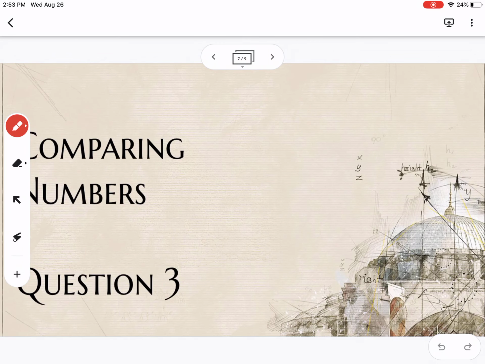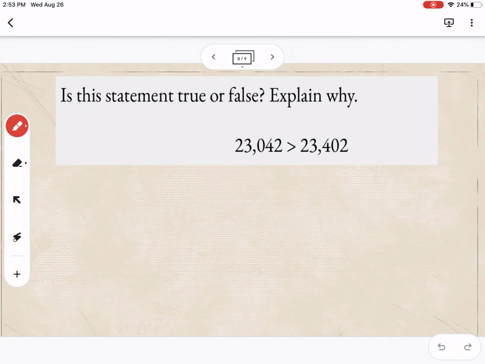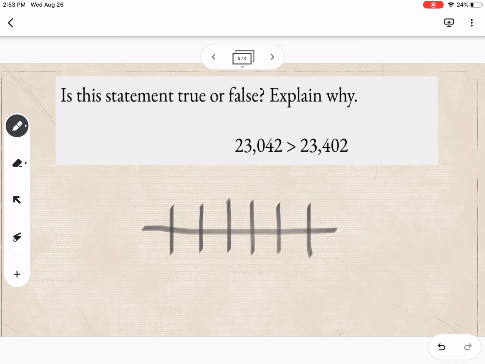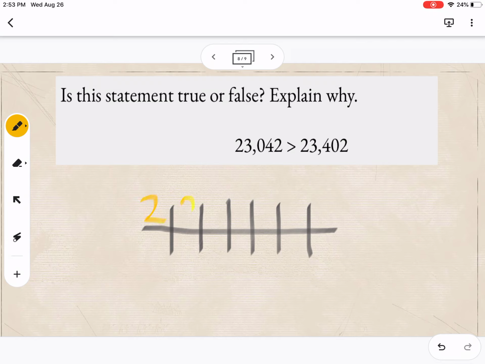So here we're going to take a look at question 3 of the formative assessment. We are still comparing numbers, but this time it asked us, is this statement true or false? Explain why. So to figure out if this is true or false, we need to solve the problem ourselves. We shouldn't just rely on taking a guess here. So we're going to make our grid and write out our numbers.